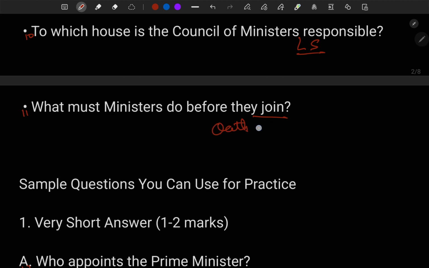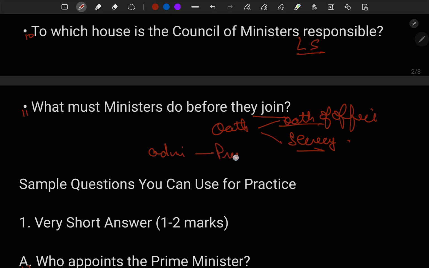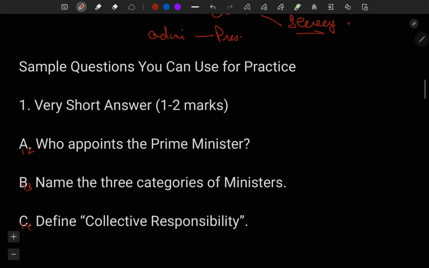There were 2 types of oath we have talked about: the oath of office and the oath of secrecy. They should take them. And who is administering it? The President is administering this oath.